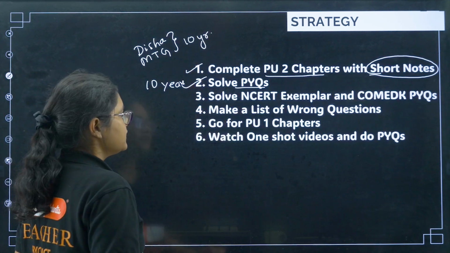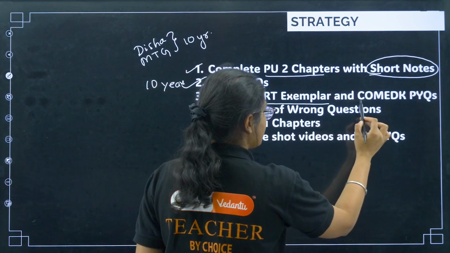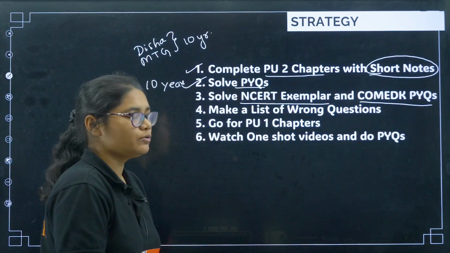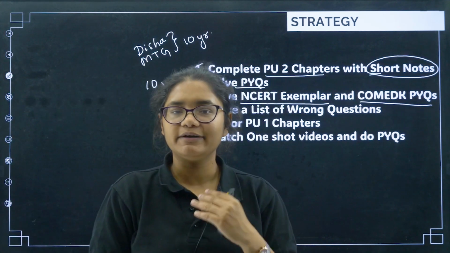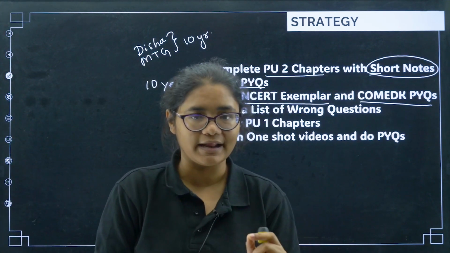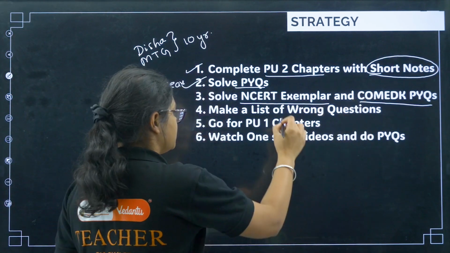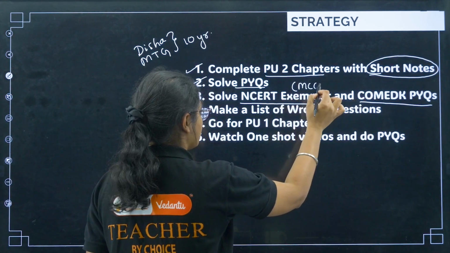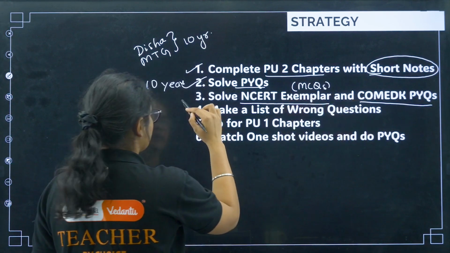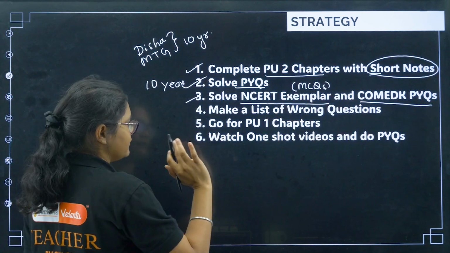Now once this is done, solve NCERT exemplar and COMEDK PYQs. I'll be telling you, COMEDK PYQs are a little bit of a higher level than KCET, not very direct. So make sure that you are solving NCERT exemplar MCQs, and then COMEDK PYQs also you are solving for the last 10 years.